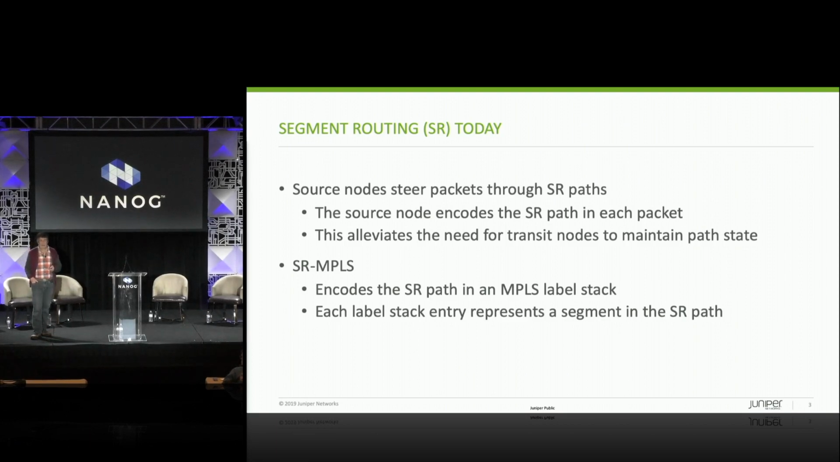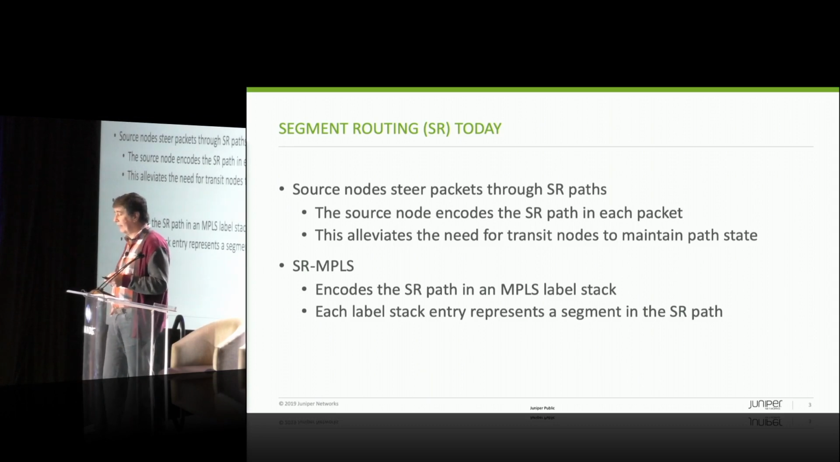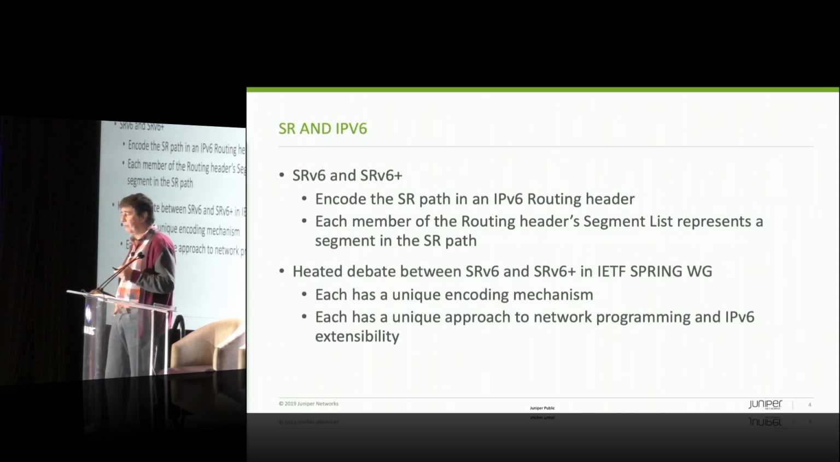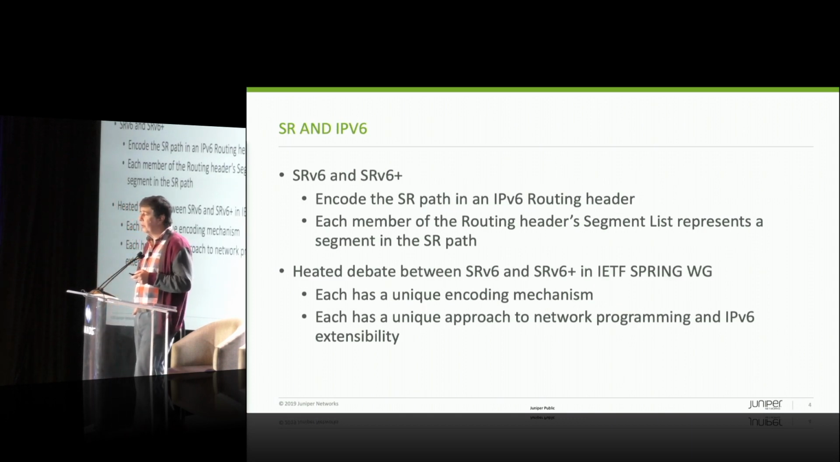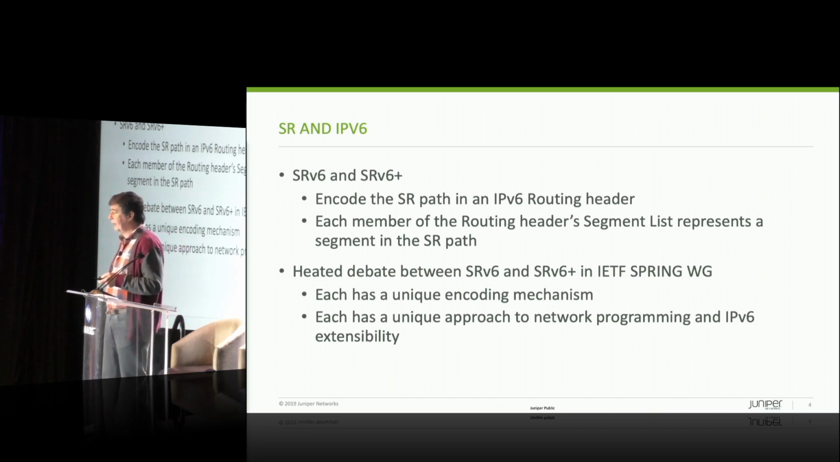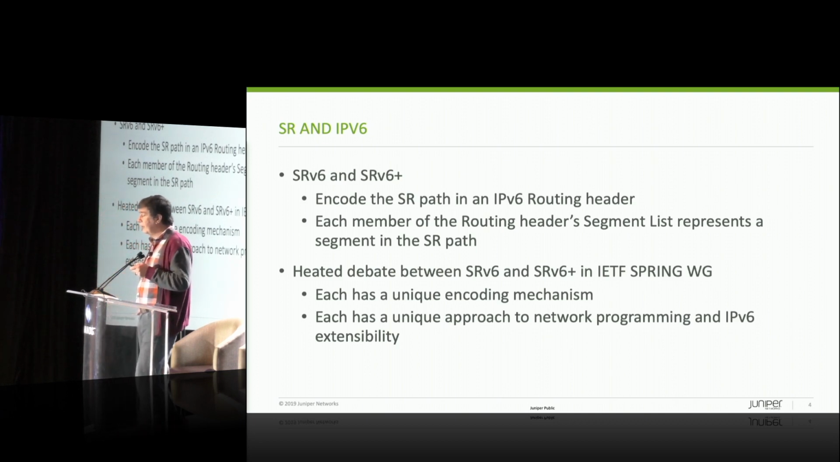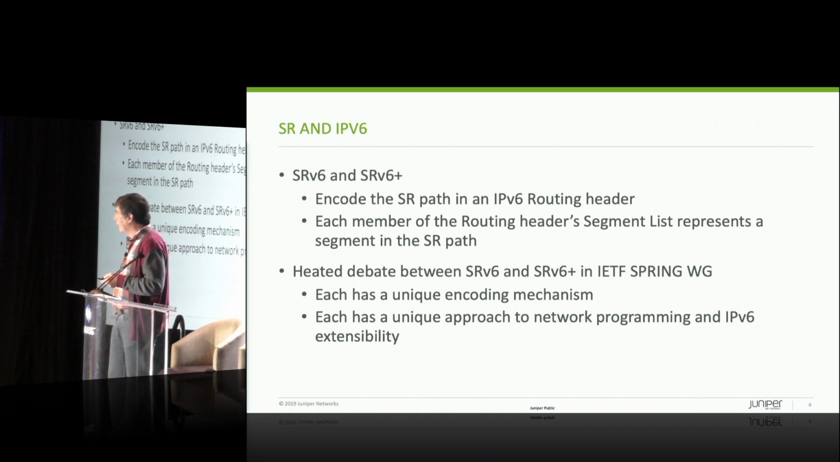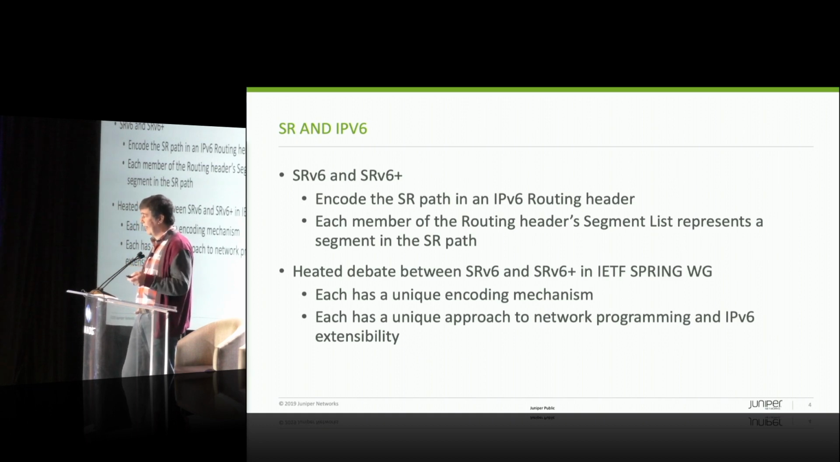Today, we have SR-MPLS, fairly mature and being deployed. It encodes the SR path in an MPLS label stack. Each entry in the label stack represents a segment in the SR path. We're starting to experiment with SR and IPv6. And there are two flavors of SR and IPv6. One is called SRv6, the other SRv6+ or SRm6. Both encode the SR path in an IPv6 routing header. This is the IPv6 routing header that's been around for a good 25 years. Each member of the routing header's segment list represents a segment in the SR path.